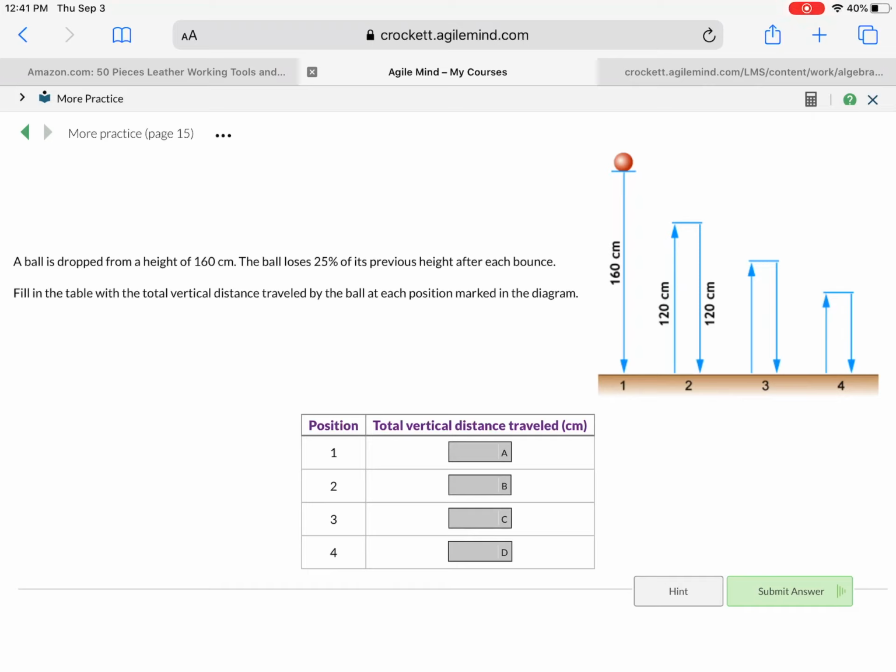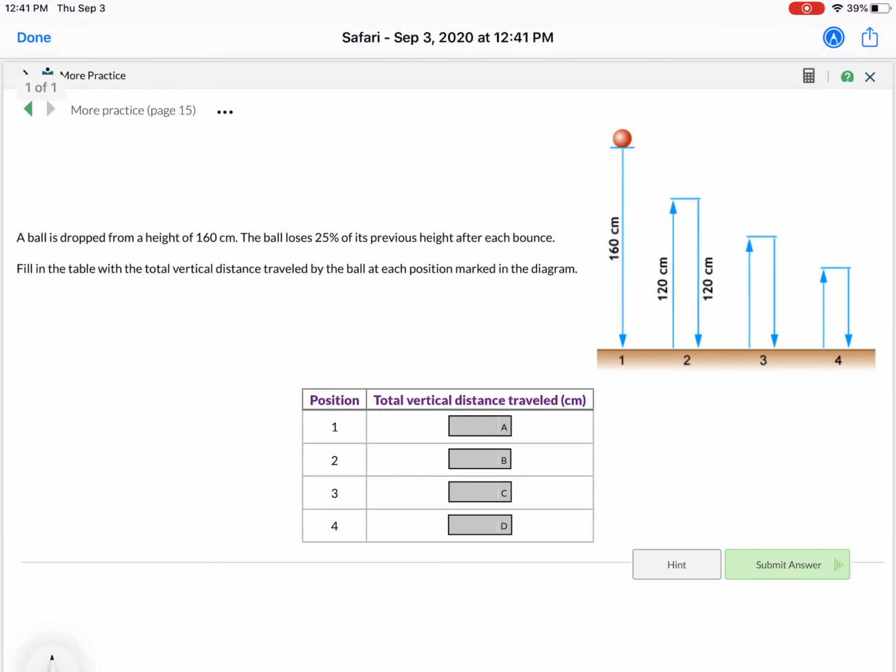Number 15 is kind of a little tricky. So, you got 4 positions, okay? It gives you the first one. The ball is dropped from a height of 160, okay? So here's your first one. It just goes straight down, okay? So obviously, 160 is going to be right here, okay? Now, you just solved the 25% each time on number 11. So you were going to actually have to use number 11.